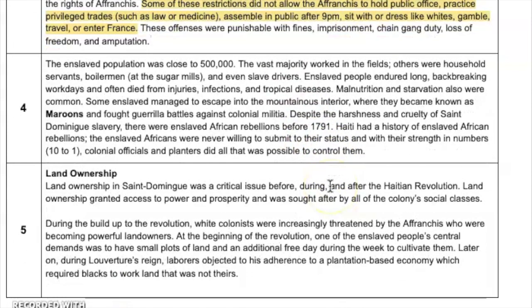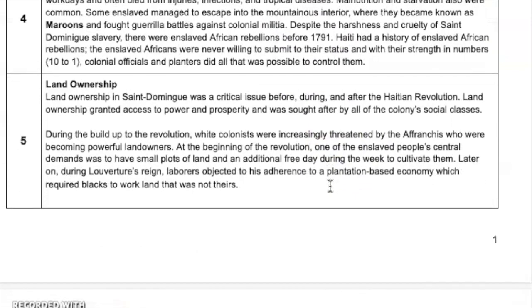All right, paragraph 4. The enslaved population was close to 500,000. And the vast majority of people who were enslaved worked in the fields. Others were household servants, boilermen, and even slave drivers. Enslaved people endured long, back-breaking workdays and often died from injuries, infections, and tropical diseases. Malnutrition and starvation also were common.